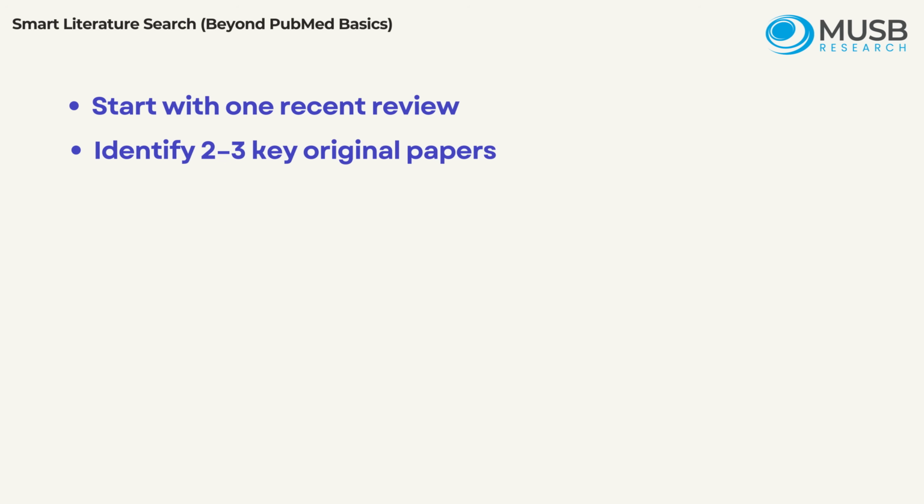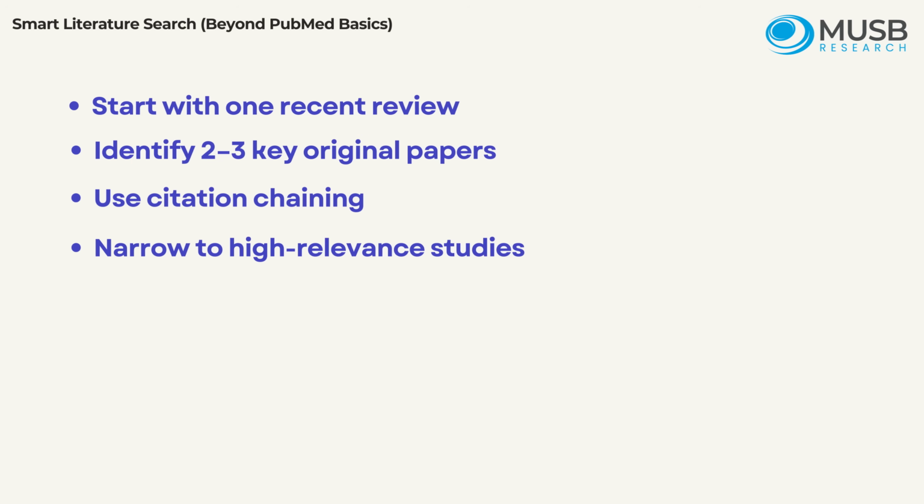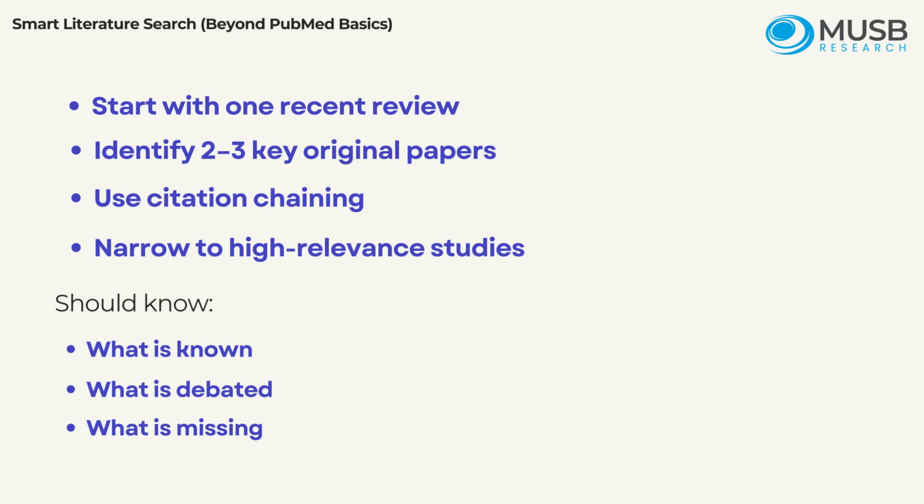Here's how this looks in practice. Start with one recent review. Identify 2 to 3 key original papers. Use citation chaining. Narrow to high relevance studies. Within 30 minutes, you should know what is known, what is debated, what is missing.